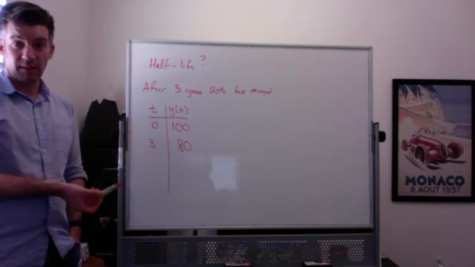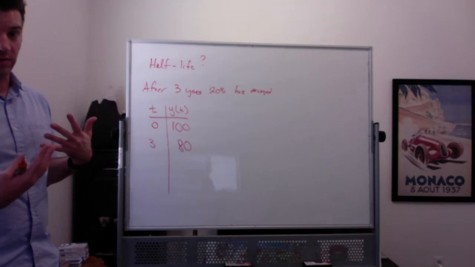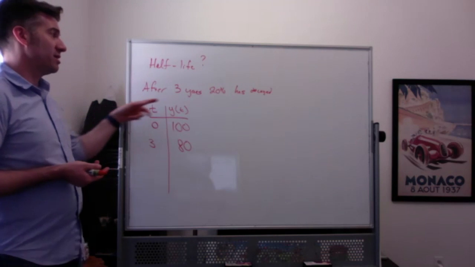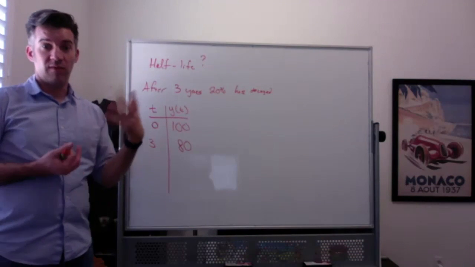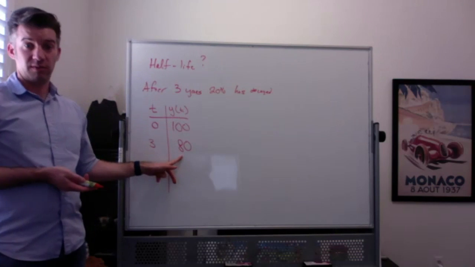So that's how I would set up this problem, right? If they didn't tell me how much stuff there was to start with, I would say, okay, I'm going to start with 100. And if they're telling me it's decayed by 20%, well, if I lose 20%, I still have the other 80%. So that's how much I have after 3 years.